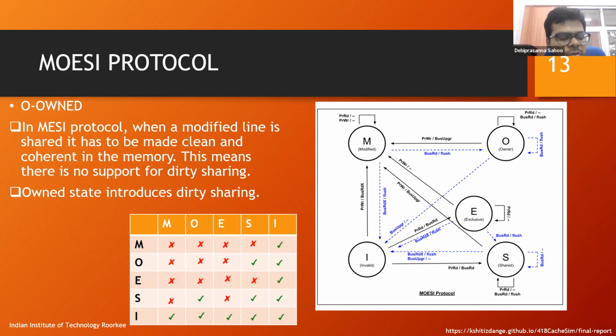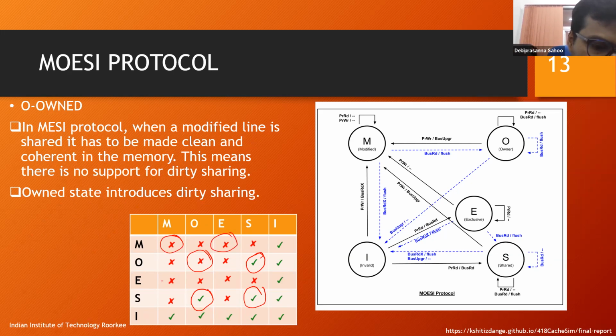Okay. So now for the safety property, what is the combination? Again, as I said, O is a shared state. So the combination of O and S is possible. Combination of S and S is possible. Whereas a combination of two different O's is not possible, because there can be only one core which should hold the line in O state, and that core is the core which is responsible for writing the line into the main memory. And again, as normal, two M states are not possible, M and E are not possible.